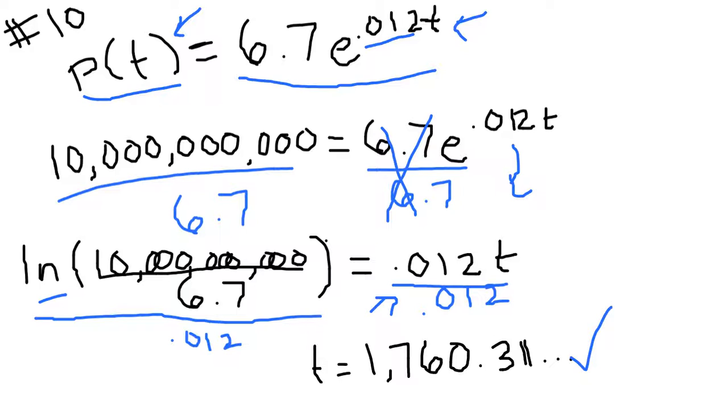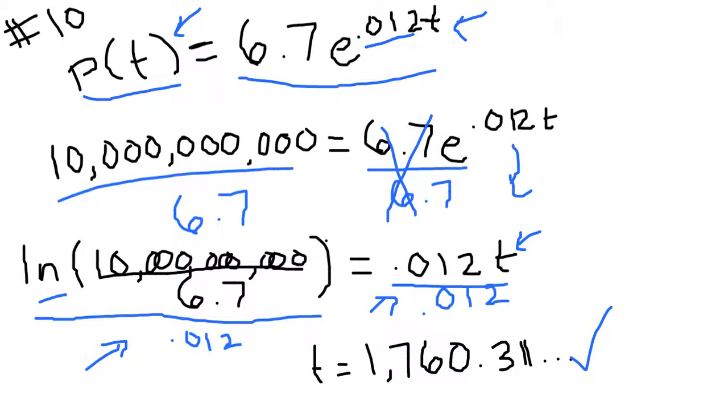So I divide both sides by 0.012, and then I'm left with just t over on this side, which is great. That's what we were trying to do. And now I have all this stuff here, and I plugged that into my calculator. I said the natural log of 10 billion divided by 6.7, and whatever that number is, you take the natural log, or the ln, of that number. And once you get an answer for that, you're going to want to divide by 0.012.